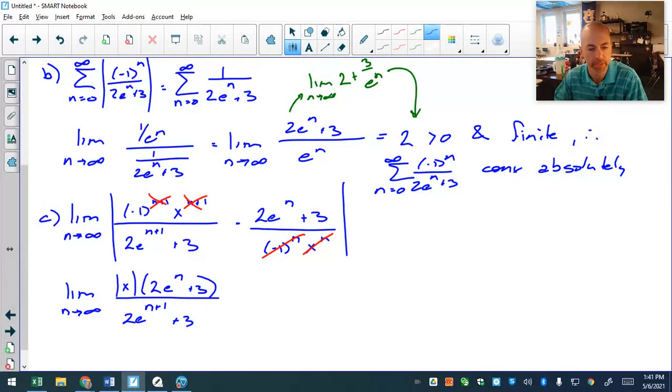e^(n+1) and e^n. What would that approach? What would that do? What do we think?